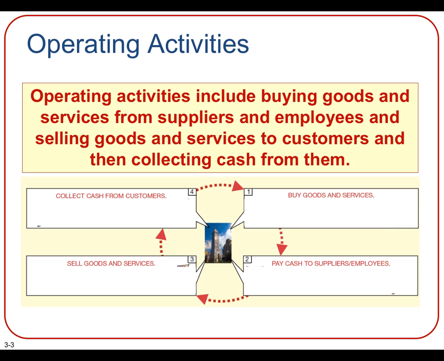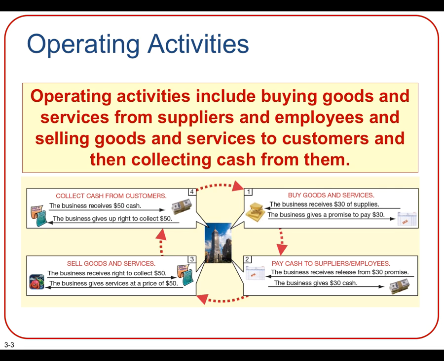When you start operating your business, you will have all of these different operating activities, right? The operating activity could start out with, say, you buying goods and services from outside suppliers. By buying goods and services from suppliers, you give them a promise to pay. Then when the time comes, you have to pay the cash to your suppliers. So it's accounts payable, and then you pay the cash.